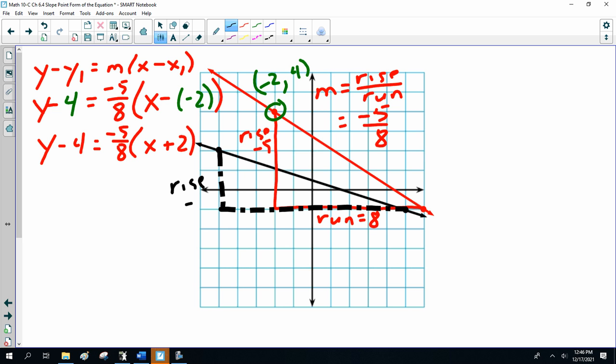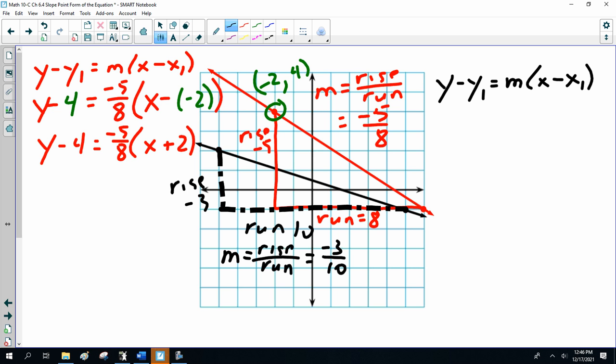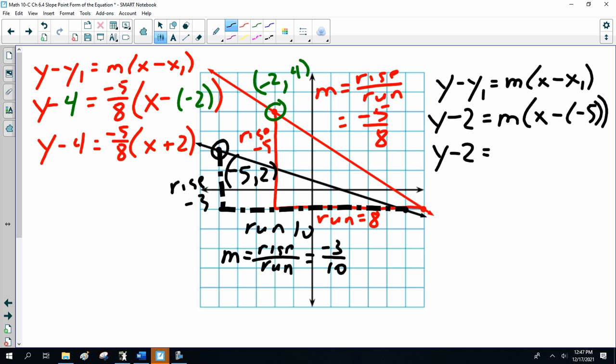So, rise is minus 3, and run is 1, 2, 3, 4, 5, 6, 7, 8, 9, 10. So my slope, rise over run. So, y minus y1 equals m(x minus x1). And I'm going to choose this point here. That's minus 5, and 2. So this is y minus 2 equals m times x minus minus 5. Or y minus 2 equals, oh, I just calculated an m, forgive me guys, minus 3 over 10, x plus 5.